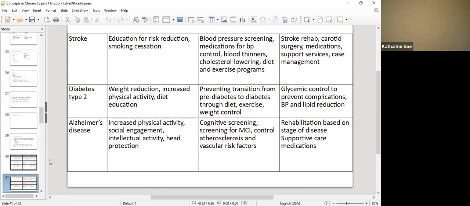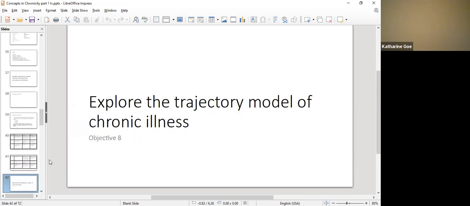Also, examples for all these different diseases that we're talking about. So you can check those out. That's good information for you to have.